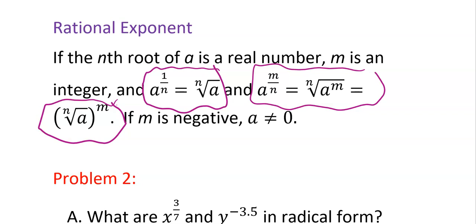This a to the m over n, inside number, outside number. So they put the m inside, the n outside. This is another way to write that. Sometimes it's good to do the root part first and then take the exponent. Sometimes it's better to take the exponent first and then the root. So it's basically the order that you're doing them in. And that's really all that this one says.